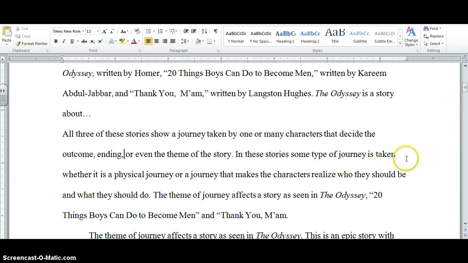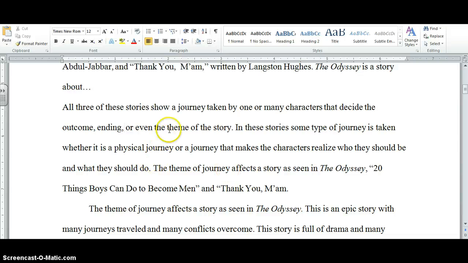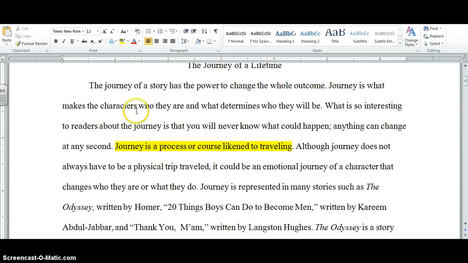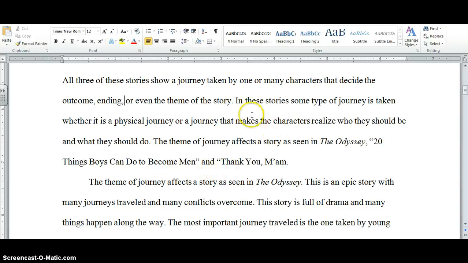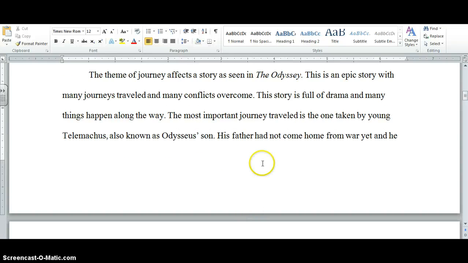In these stories, some type of journey is taken, whether it is a physical journey or a journey that makes the characters realize who they should be and what they should do. Okay, it feels like there's a lot of repetition about the journey, but I guess what you're doing is you went from broad about journeys in general and started talking specifically down here about how it affects characters. You can maybe pare that down a little bit, but read through it and see if it really says everything you want it to say, and if you have to use that many words in order to get there.